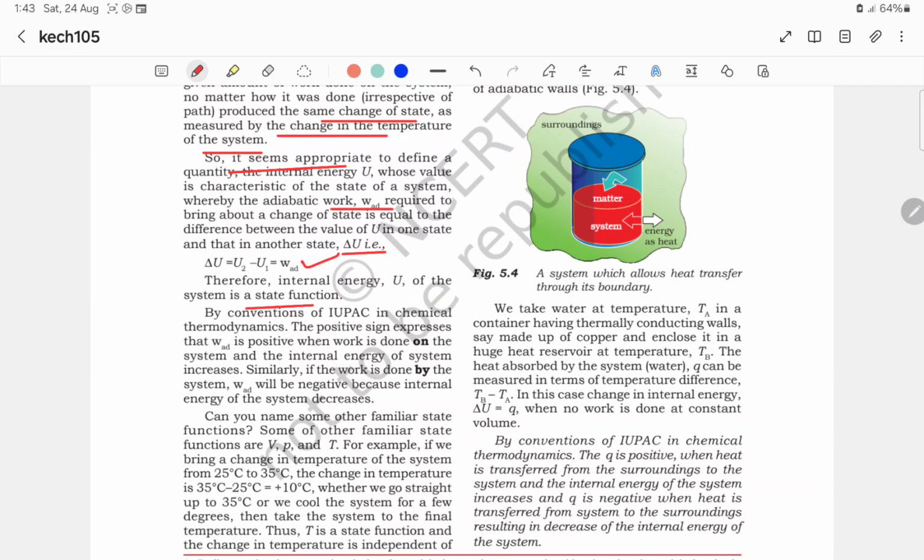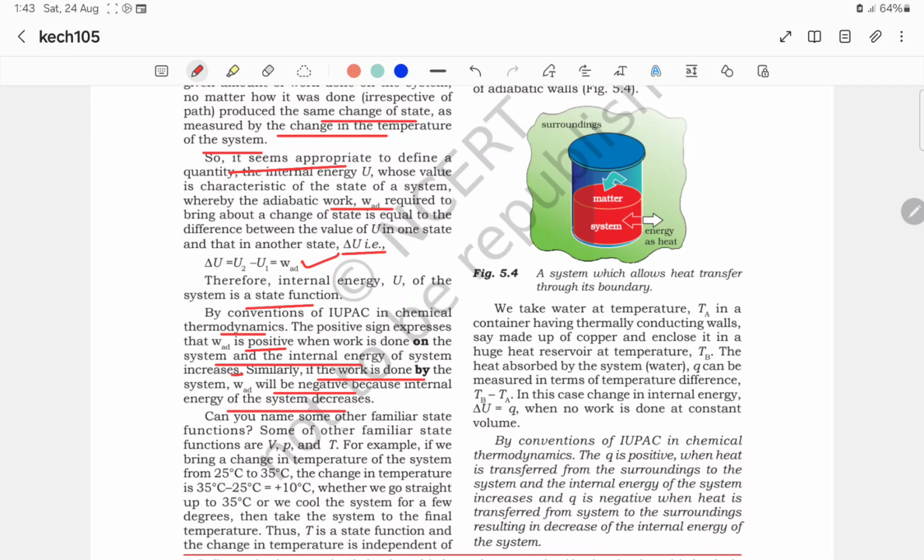Now by convention of IUPAC in chemical thermodynamics, the positive sign expresses that W adiabatic is positive, and work is done on the system and the internal energy of the system increases. Similarly, if the work is done by the system, W adiabatic will be negative because the internal energy of the system decreases.